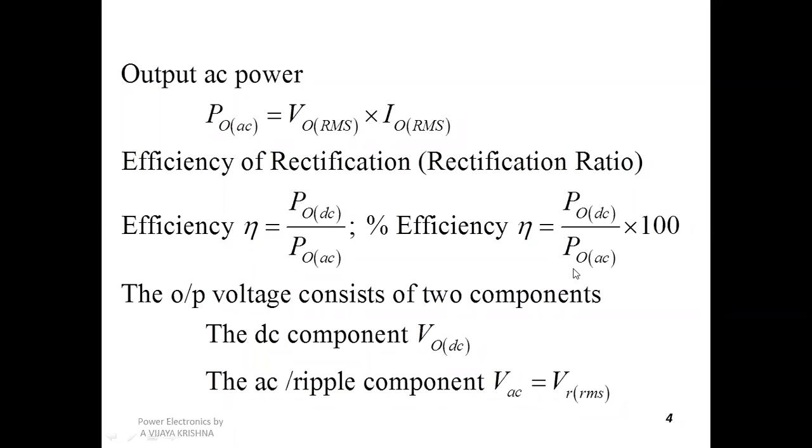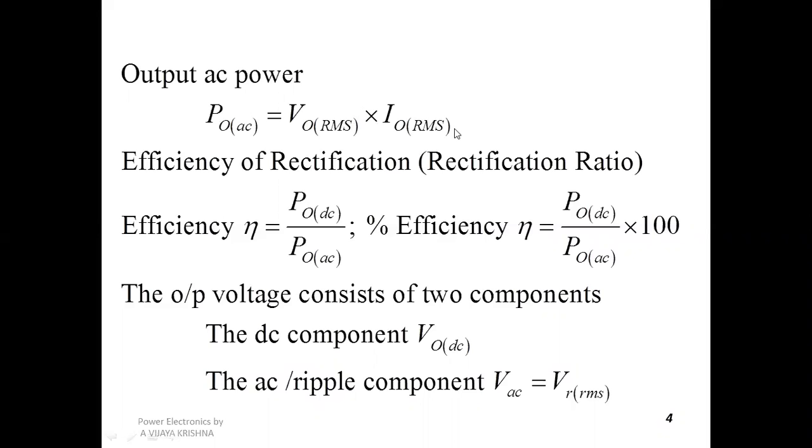We have also calculated the RMS value of the output voltage. The expression is V naught RMS is equal to 1 by root 2 pi of pi minus alpha plus 1 by 2 sin 2 alpha, all under root. Here, we also have to calculate the output power with respect to AC power. Why? Because we are giving an AC input, and the output we get is DC.